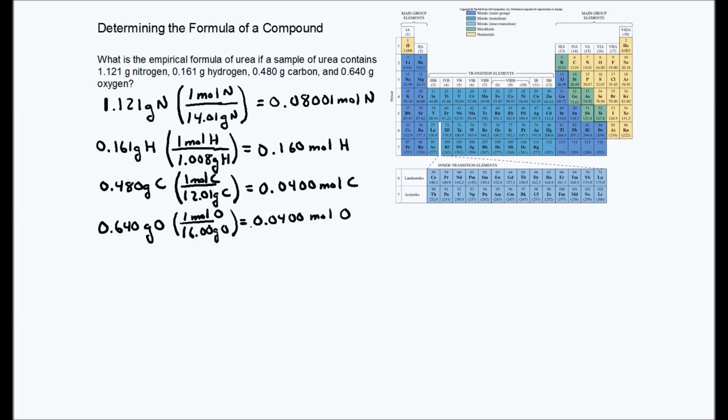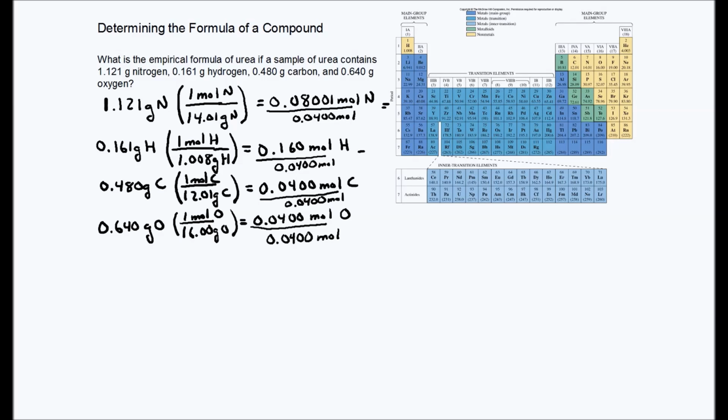So what do we do? Once we've identified it, we divide all the moles by that least number. So we divide everything by 0.0400 moles. I divide this by 0.0400 moles, this by 0.0400 moles, this by 0.0400 moles, and this by 0.0400 moles.